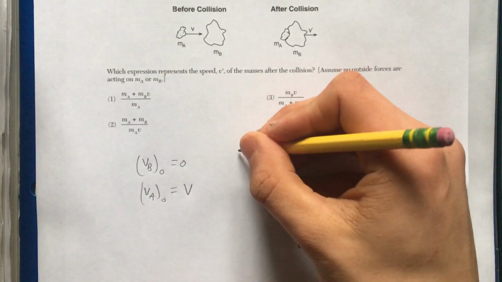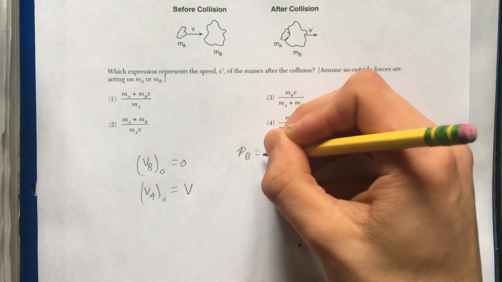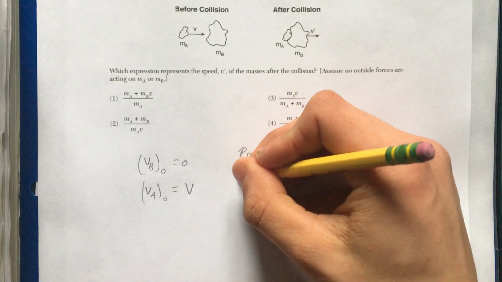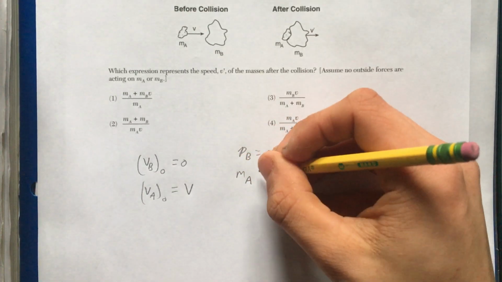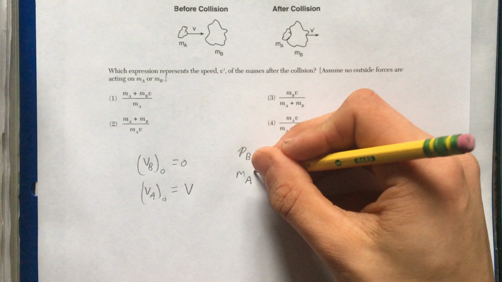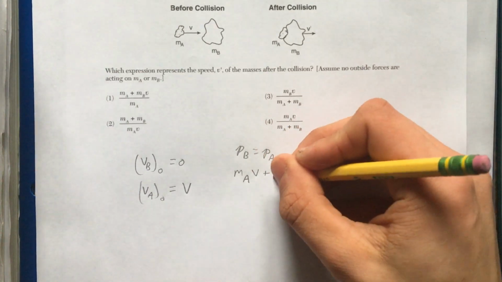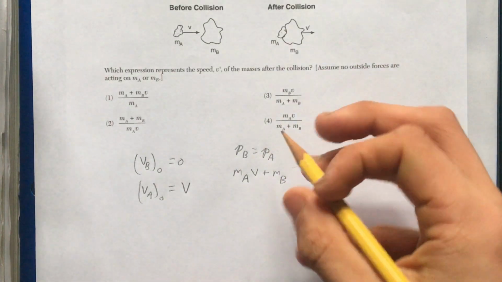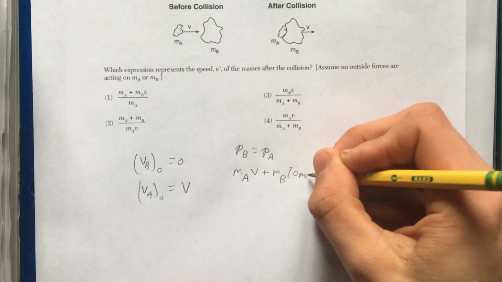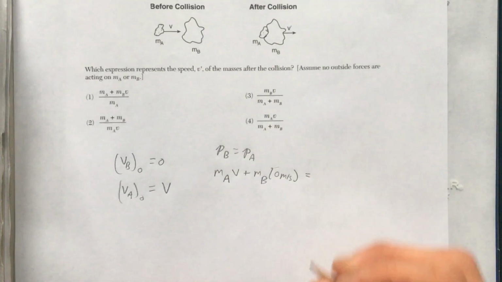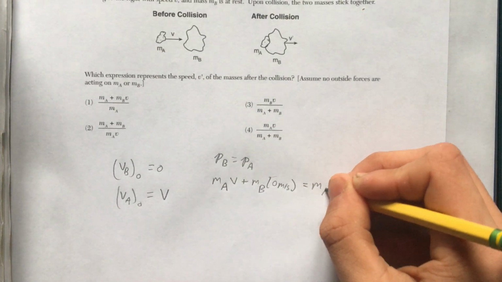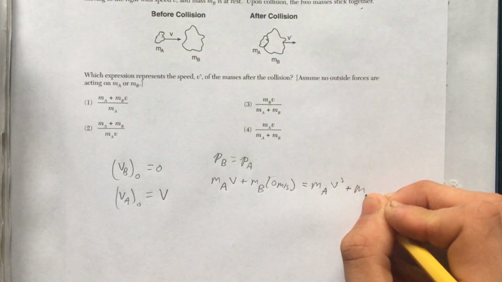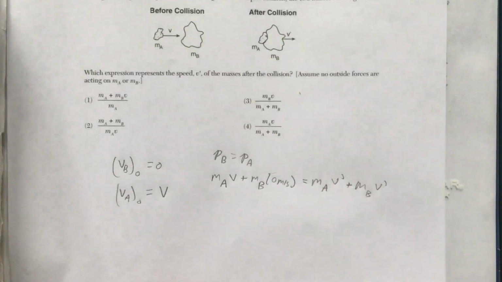So in this case, we know that momentum before, once again, is equal to momentum after. So we know mass of A times the velocity of A, which is v, plus the mass of B times the velocity of B, which before the collision is going to be 0. So we can put in 0 meters per second, and that is equal to mass of A times v prime plus mass of B times v prime.